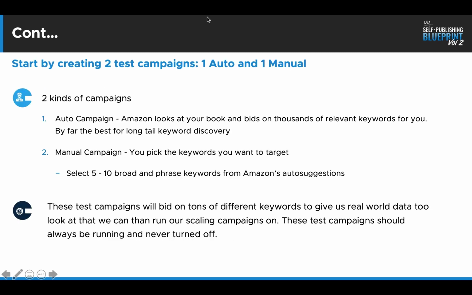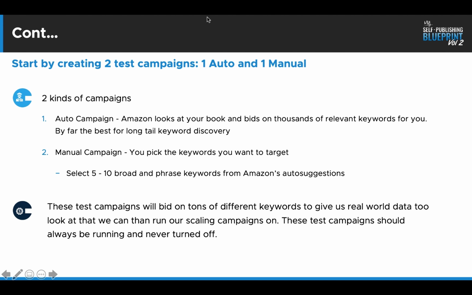Now, we're going to start by creating 2 test campaigns, one auto test campaign and one manual test campaign. So the auto campaign, this one is when Amazon looks at your book and bids on thousands of relevant keywords for you. And by far, this is the best way to discover long-tail keywords. And then we have the manual campaign where you pick the keywords that you want to target, and I'm going to show you how to pick the proper keywords to target. We're going to select 5 to 10, and we're going to use broad and phrase keywords from Amazon's auto suggestions.